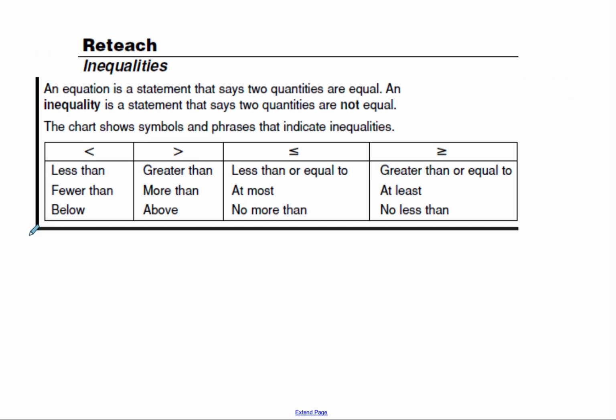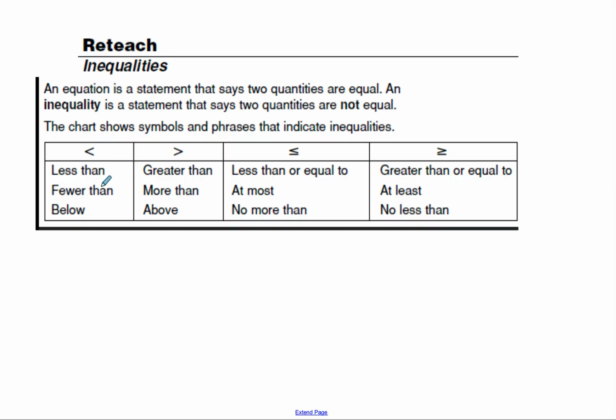All right, and finally, we're going to take a look at inequality problems here. Inequalities are statements that two things are not equal. Equation says they're equal, inequality says they're not. Here's a chart with some symbols and key phrases that mean the different things.